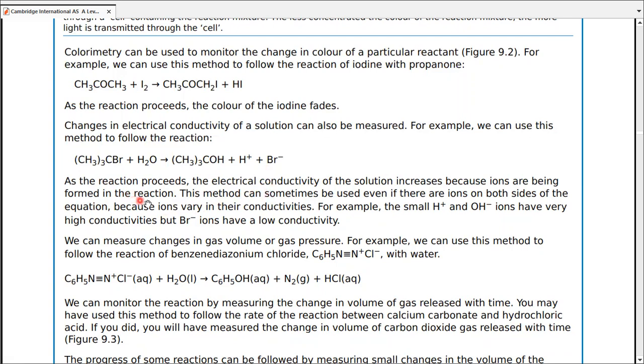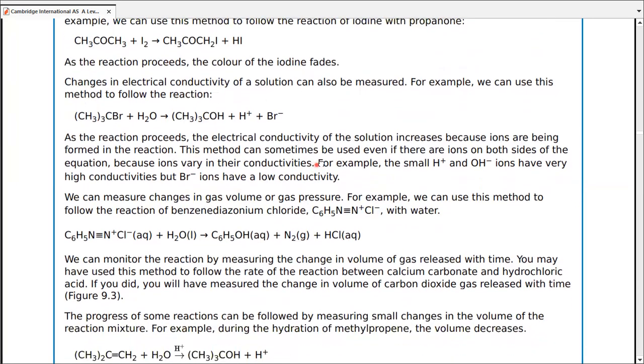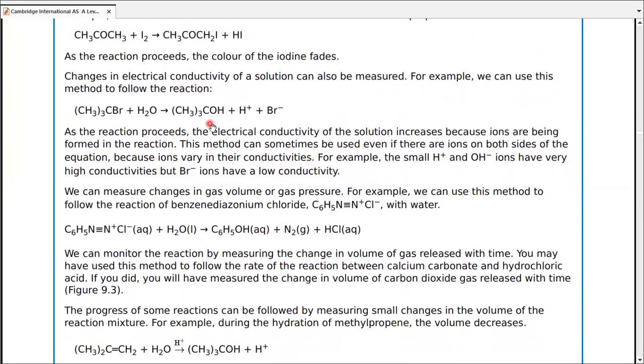So since ions are being formed in the reaction, this method can sometimes be used even if there are ions on both sides of the equation, because ions vary in their conductivities. For example, the small H positive and OH negative ions have very high conductivities, but since bromide ion is a bigger size ion, it has a low conductivity. So you can always try it if there are ions on one side of the equation or if there are ions on both sides of the equation.